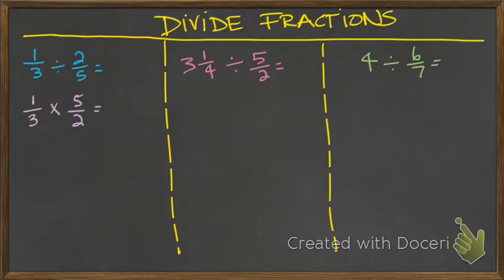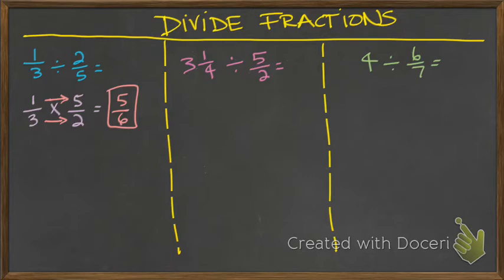Now I can multiply. Remember, when you're multiplying, you just multiply straight across. 1 times 5 is 5. 3 times 2 is 6. And then just make sure you can't simplify it at all. There's nothing I can divide 5 by that I can also divide 6 by. So this is already in its lowest terms.